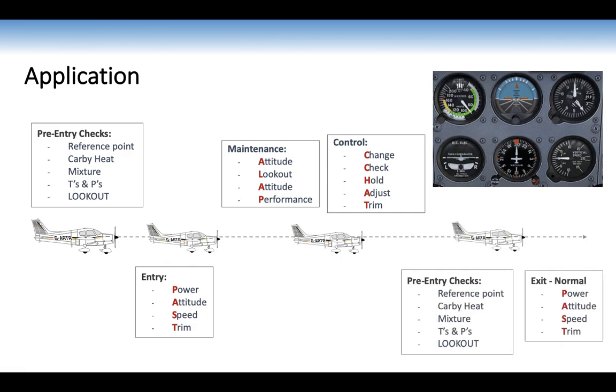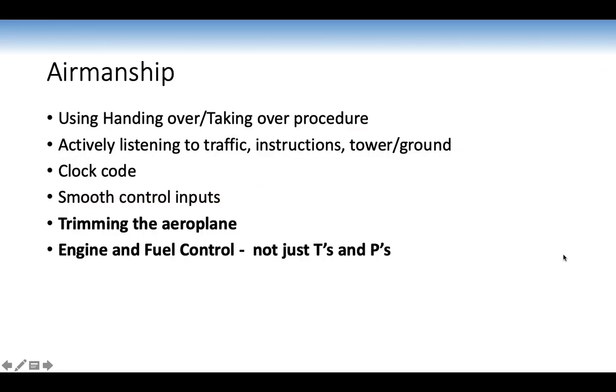And then every time we exit, if you're in the fast cruise or slow cruise, back into the normal cruise. So you're doing your pre-entry checks again, and back to the normal cruise. So Airmanship, using handing over, taking over procedure. So that's extremely important, which we've been doing very well. We need to do it well since we're operating in the training area. And "I have control" is always the last thing that's said.